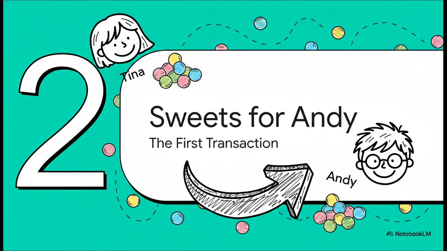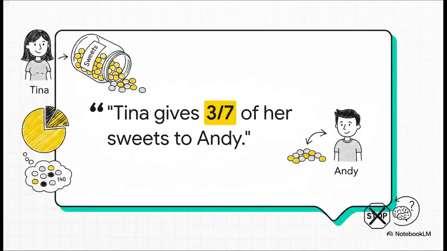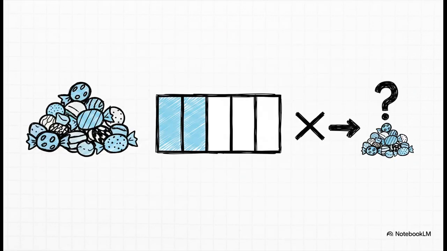Let's follow the trail of sweets as they go from Tina over to Andy. Now, the wording here is absolutely crucial. This is one of those classic exam trip-ups. She gives away 3/7 of her sweets, her 140, not 3/7 of the total sweets in the whole pile. That's a really important distinction. So we need to do the math. We're going to take Tina's starting amount, which is 140, and multiply it by 3/7 to see just how many sweets that is.